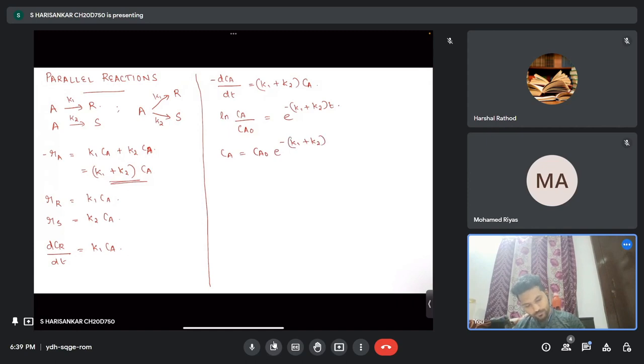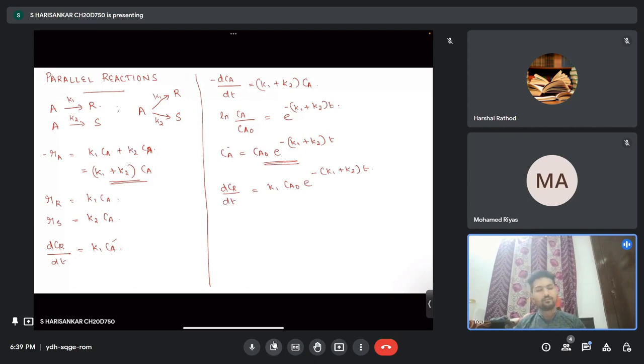We'll substitute this Ca here. So dCr by dt will be K1 Ca0 e raised to minus of K1 plus K2 into t. Okay, so this is the differential equation with respect to the concentration Cr.